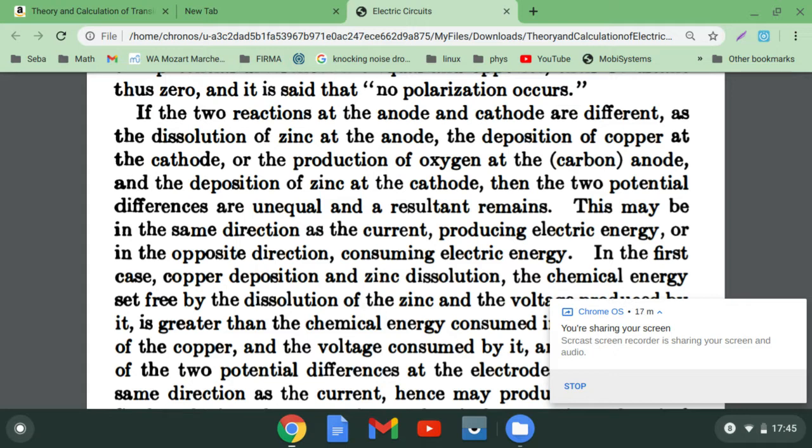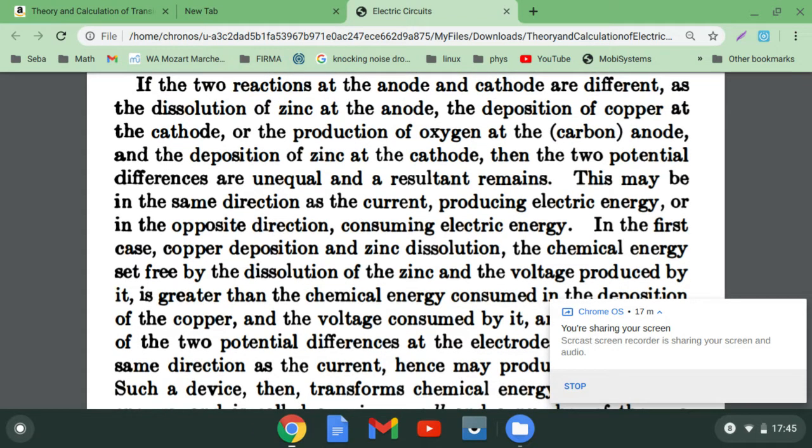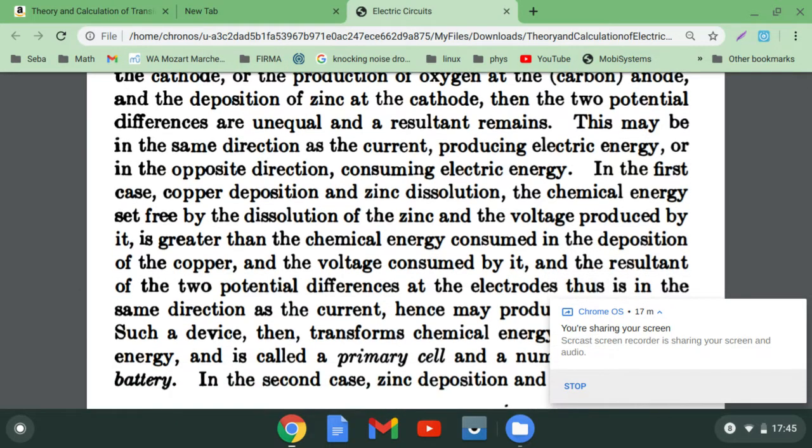If the two reactions at the anode and the cathode are different, as the dissolution of zinc at the anode, the deposition of copper at the cathode, or the production of oxygen at the carbon anode, and the deposition of zinc at the cathode, then the two potential differences are unequal and the resultant remains. This may be in the same direction as the current, producing electric energy, or in an opposite direction, consuming electric energy.